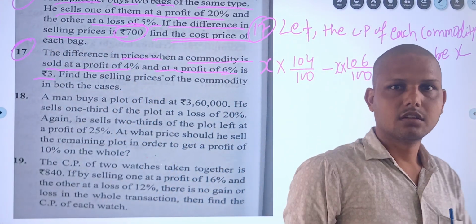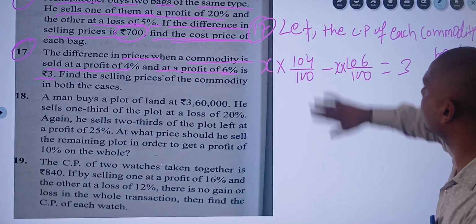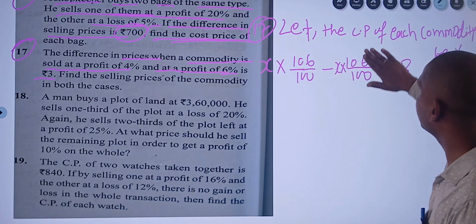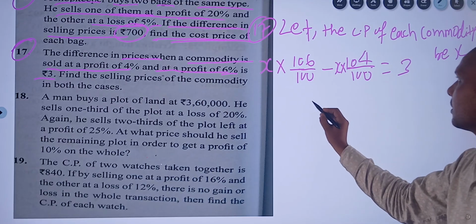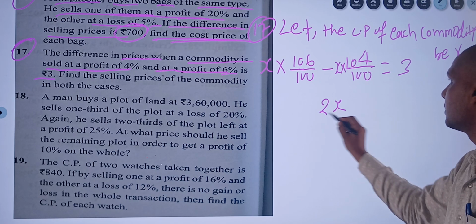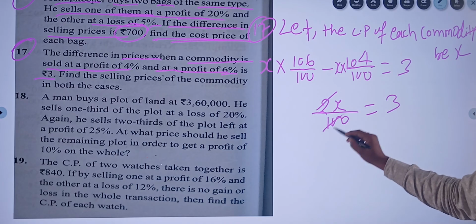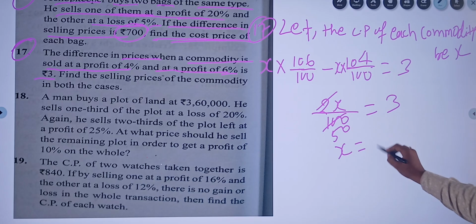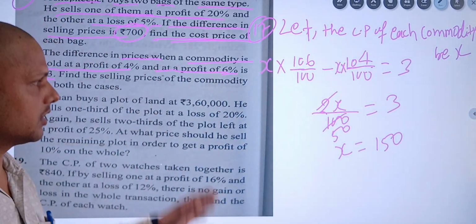Difference means either can be written first or later. You can write 106 here, and this can be 104. So 106x minus 104x, there will be 2x upon 100 is equal to 3. 2 fifties are 100, so this will come 50. So x will come 50 into 3, 150. Means the cost price of each commodity is 150.